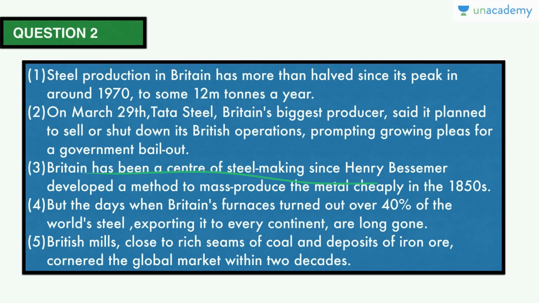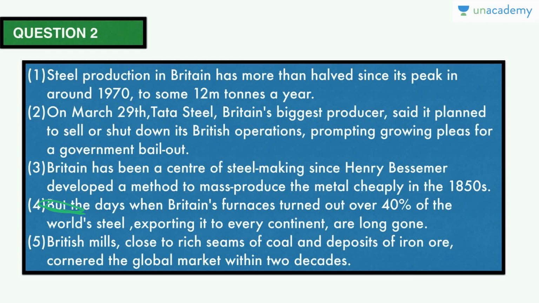Britain has been a center of steel making since Henry developed a method to mass produce steel. British mills, close to rich seams of coal and iron ore, cornered the global market within 2 decades. Okay, so within 2 decades of the 1850s, British mills did this. So we're talking about growth. And this "but" gives me an idea that we can immediately talk about the decline.